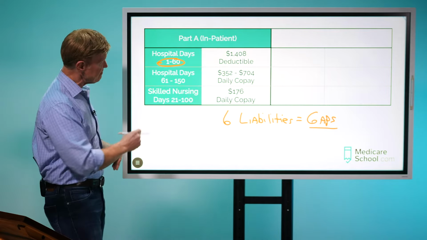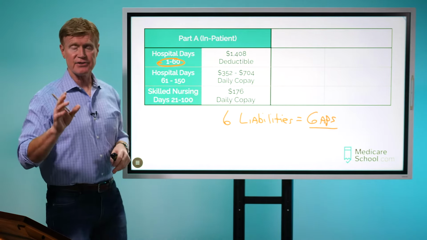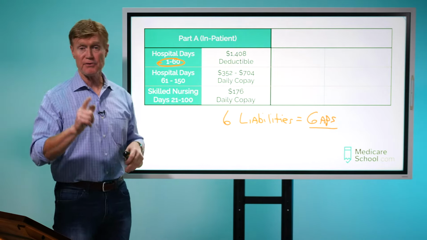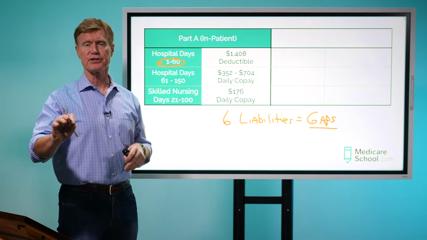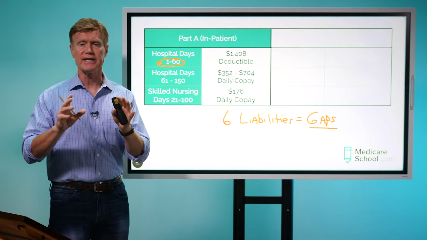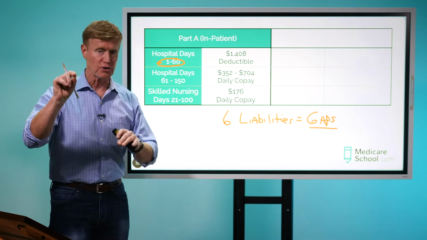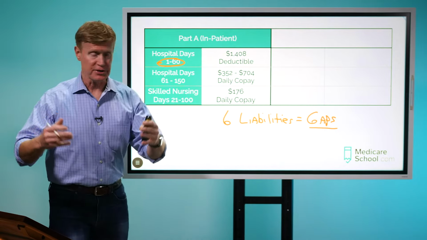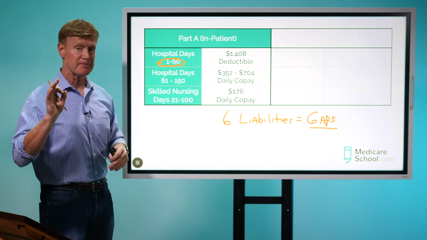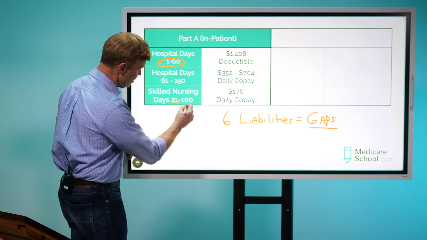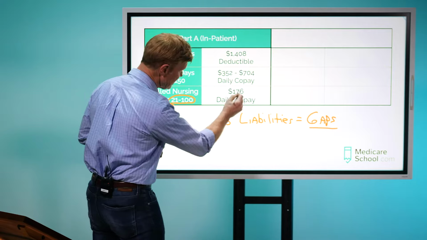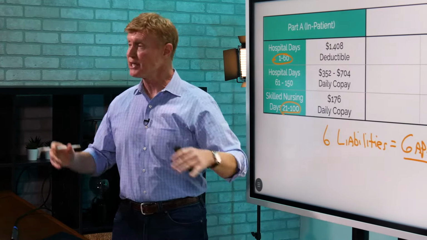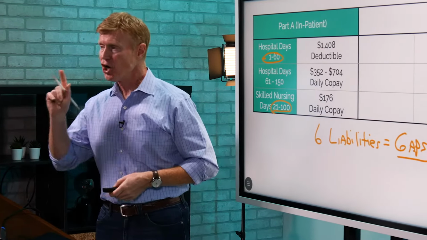The final gap on the A of Medicare is for skilled nursing. Now, Medicare says if you are in the hospital a minimum of 3 days, then the doctor can put us in a skilled nursing facility, and the first 20 days, they will cover all the expenses as long as we've had the 3 day stay. Now, if we're in a hospital 3 days, we go to skilled nursing, first 20 days, Medicare pays everything. But after that, notice days 21 to 100, now we have daily copays of $176. So these are your liabilities. These are the things that you would have to pay out of pocket on the A of Medicare.